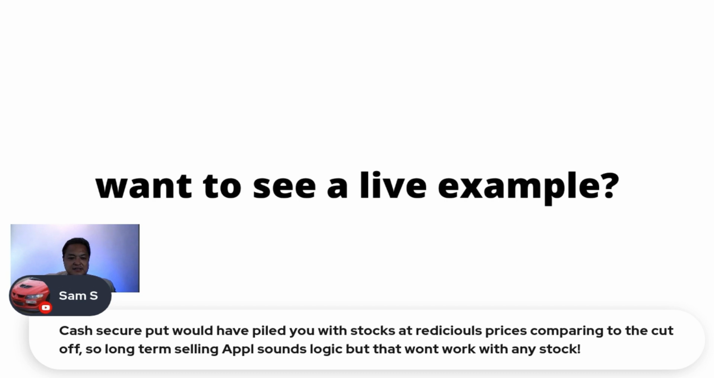This one says a cash secured put would have piled you with stocks at ridiculous prices compared to the cutoff. So long-term selling on Apple sounds logical, but that won't work with any stock. I agree. Every stock is different. Every situation is different. Market conditions obviously factor into it, right?